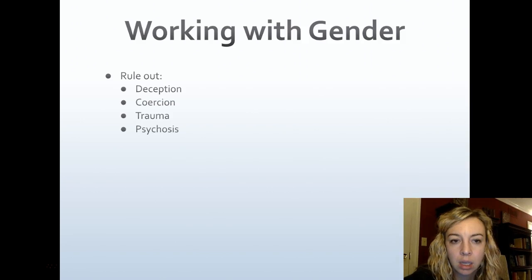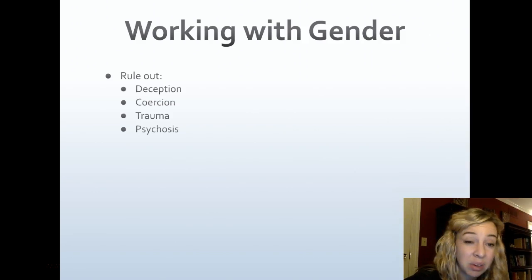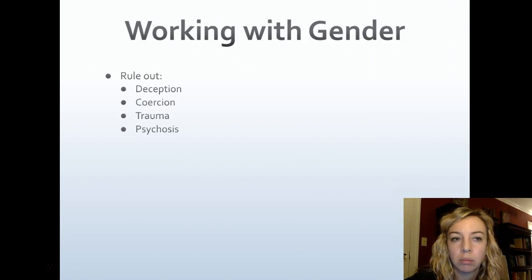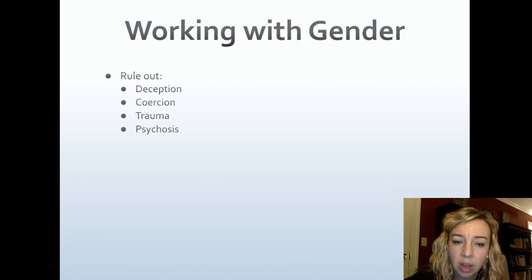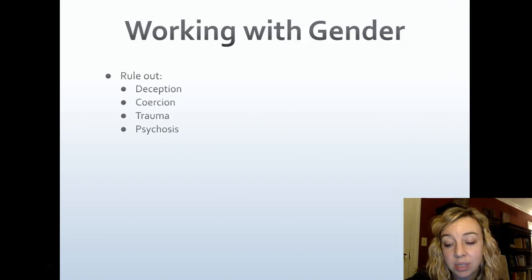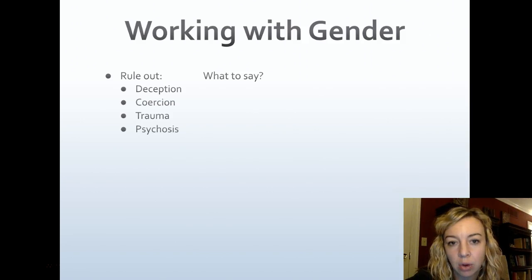Okay, so if you're working with someone who is transgender, there are things to think about with regard to deception. Is there something that they're trying to get out of being transgender, or defining themselves in that way? There could be coercion, there could be trauma that is causing the gender dysphoria, there could be psychosis. It's important to rule those things out.